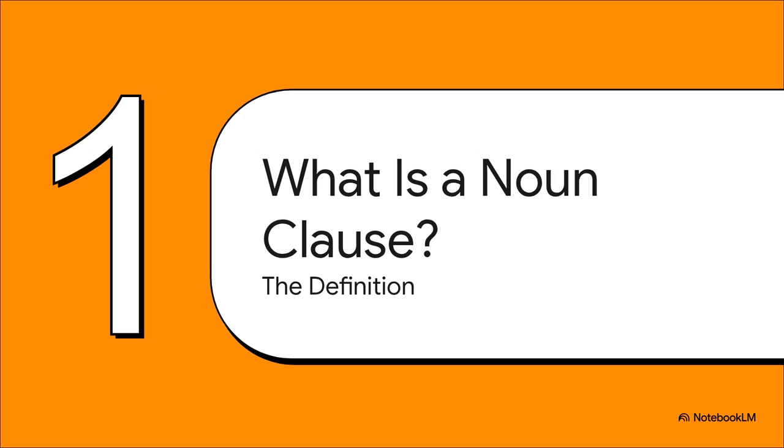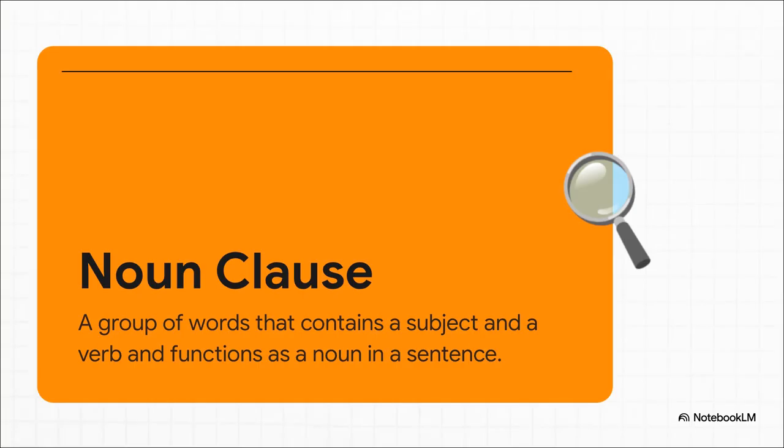It really just breaks down into two simple ingredients. First, a noun clause has to have its own subject and verb. And second, its whole job, its entire purpose in the sentence, is to act like a noun. That's it. It's basically a clause doing a noun's work.